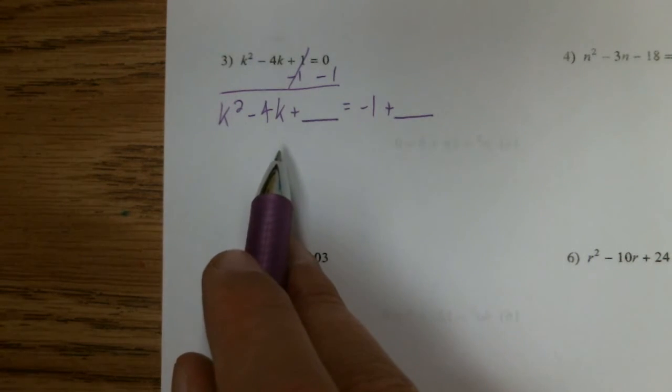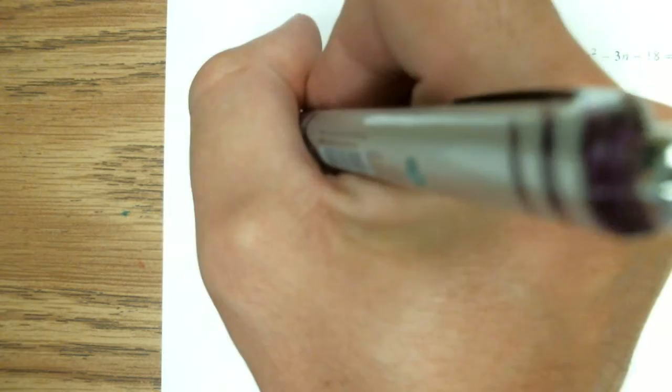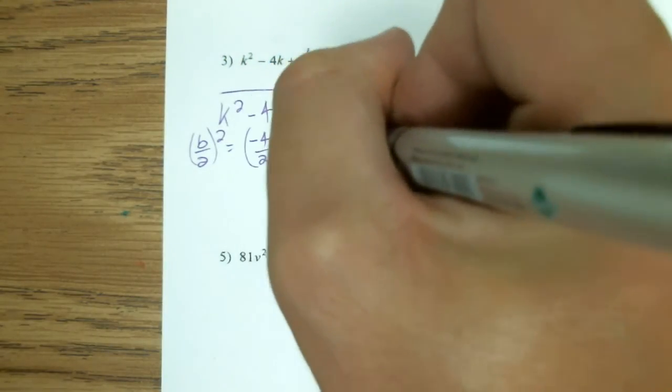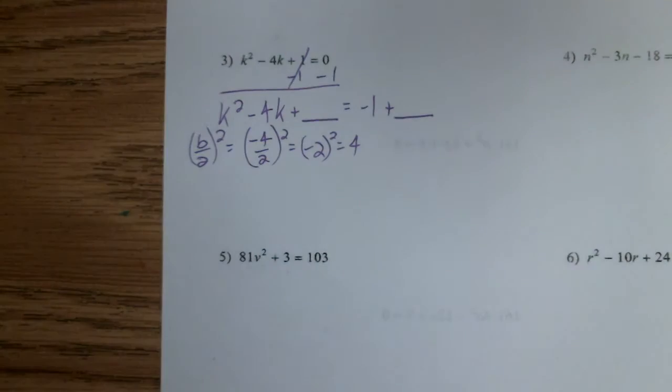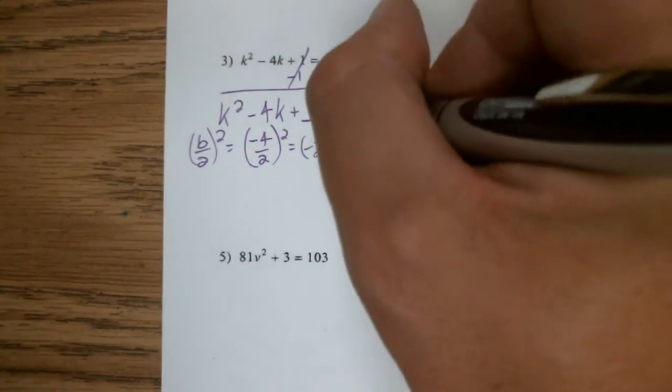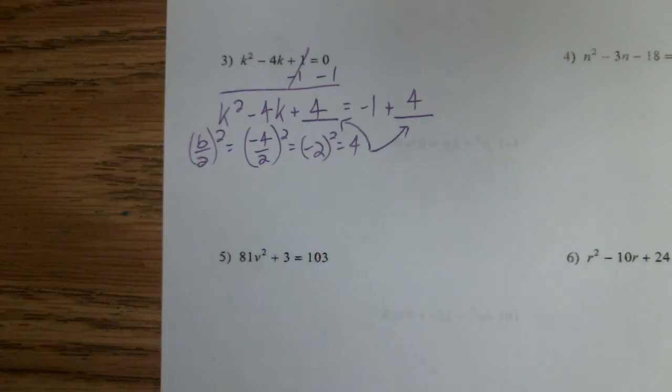Step 3 was, how do I complete the square? It's half of b, squared. What is my b? My b is negative 4, so half of that is negative 2. Negative 2 squared is 4. So 4 is the magic number that I'm pulling out of thin air. I'm going to put a 4 in that blank. And now I have completed the square.